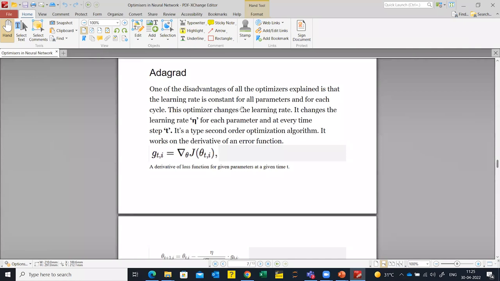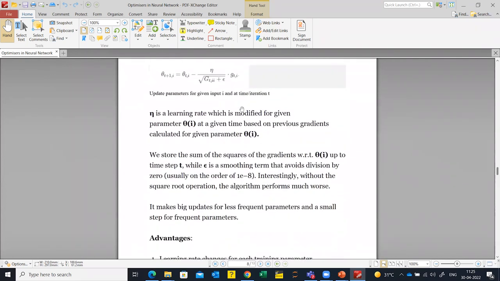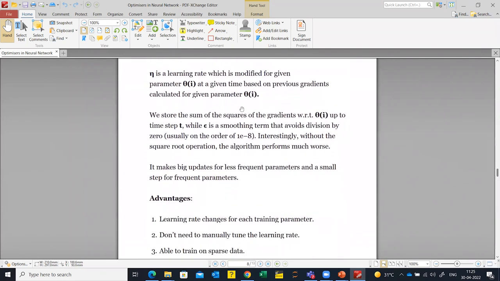Okay, it's a type of second order optimization algorithm. It works on the derivative of an error function. So this is not a type one. It is actually a second order optimization algorithm, so it does a double derivation. All right. Now N is the learning rate, which is modified for a given parameter at a given time based on previous gradients calculated for that parameter. So what it does is store the sum of the squares of the gradients with respect to the previous error up to a time step t.